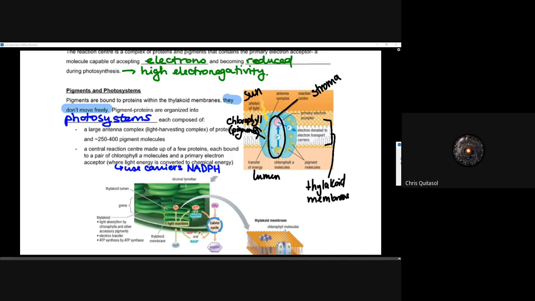Again, those pigment molecules in that photosystem are going to be highly electronegative. So they're really going to attract a ton of electrons towards them and really want to be reduced, because as they're reduced and as they take on those electrons, they also take on the energy that was stored in them as a result of that photon charging it. So that's the first component of the photosystem.